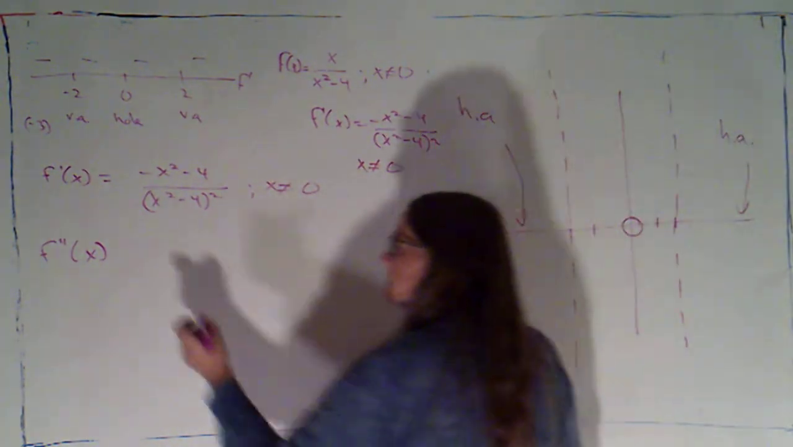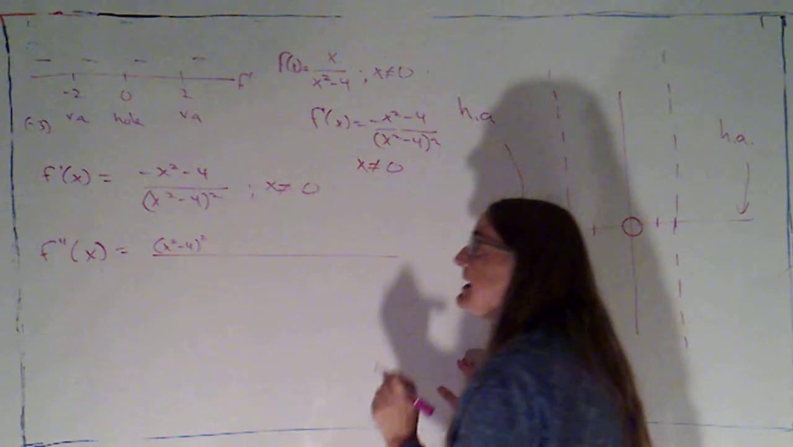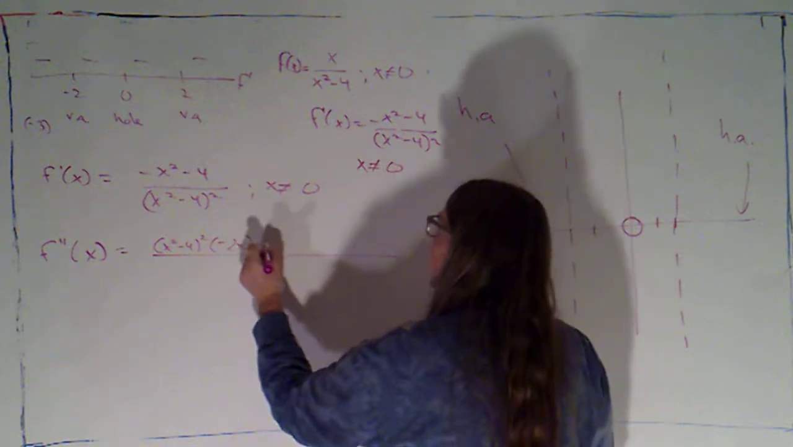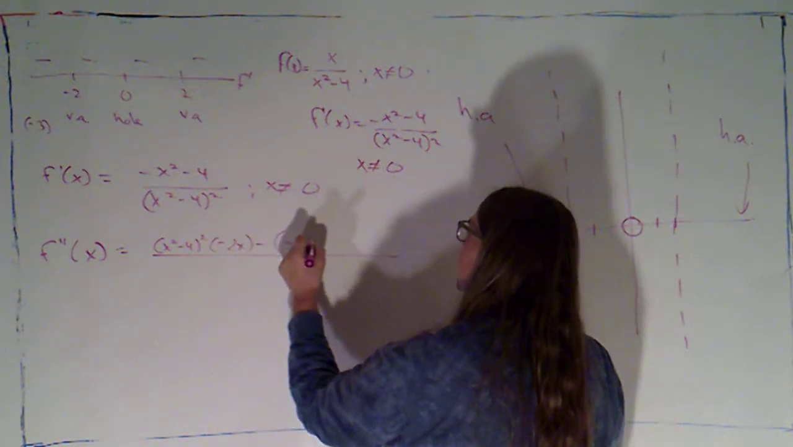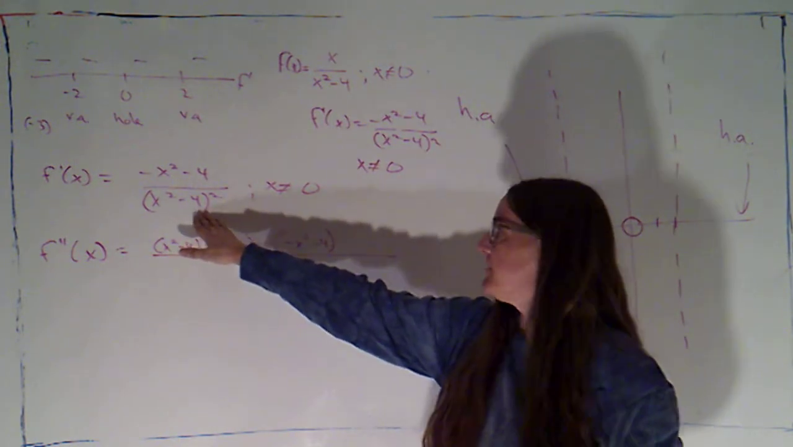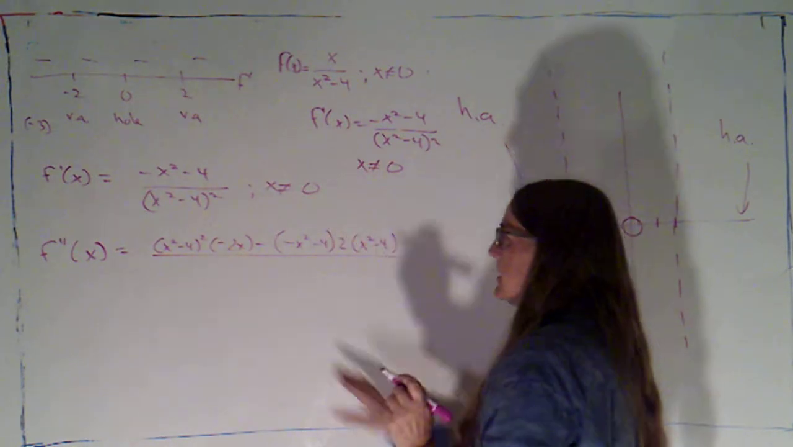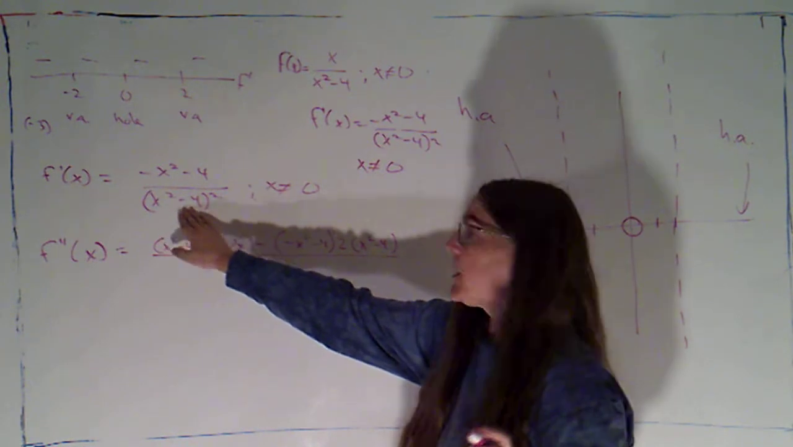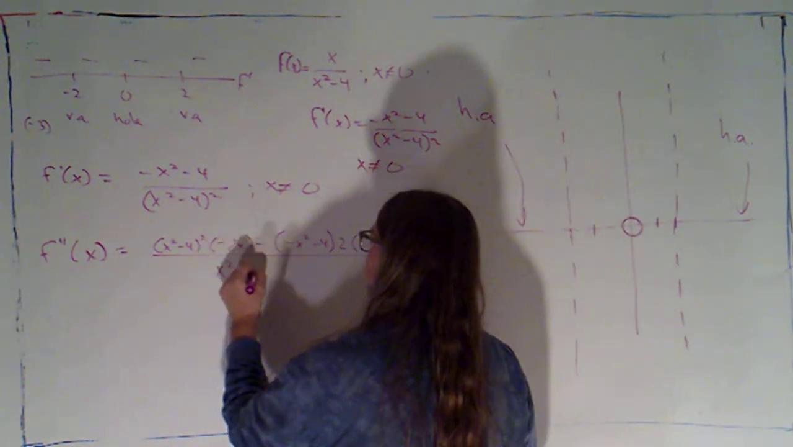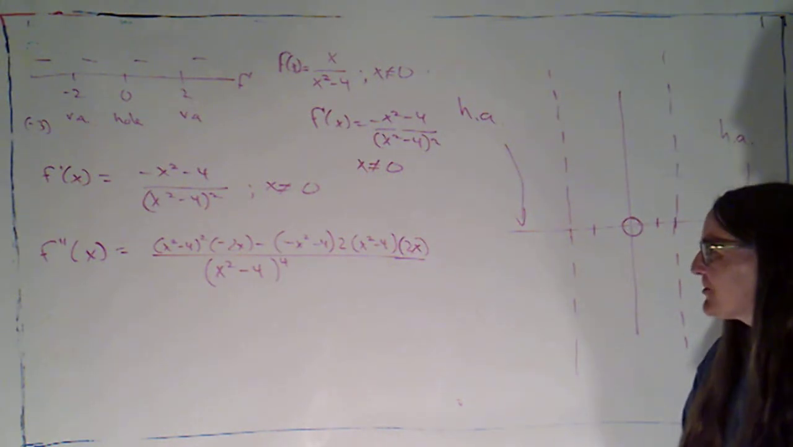Okay, so again, I'm just going to use quotient rule. So, low, x squared minus 4 squared. D high, the derivative on top is negative 2x. Minus high, so that's negative x squared minus 4. D low, now I'm going to have to use chain rule for the derivative here. So that's going to be 2 copies of x squared minus 4 times the derivative of x squared minus 4, which is 2x. All over x squared minus 4 squared squared, which is to the 4th power.